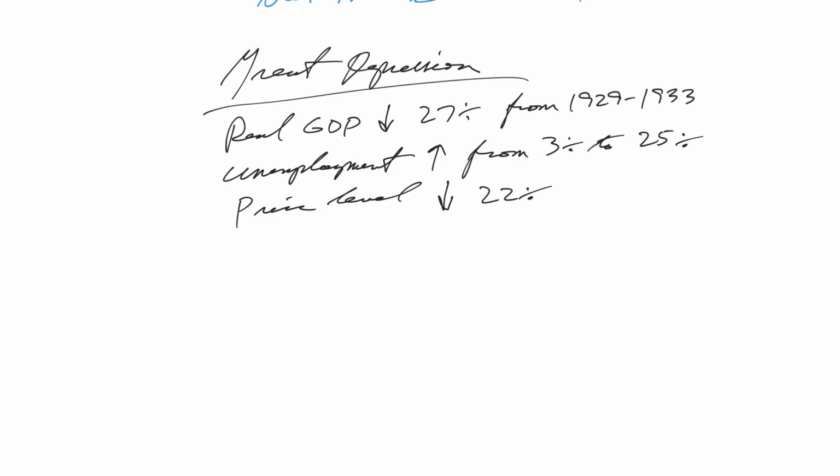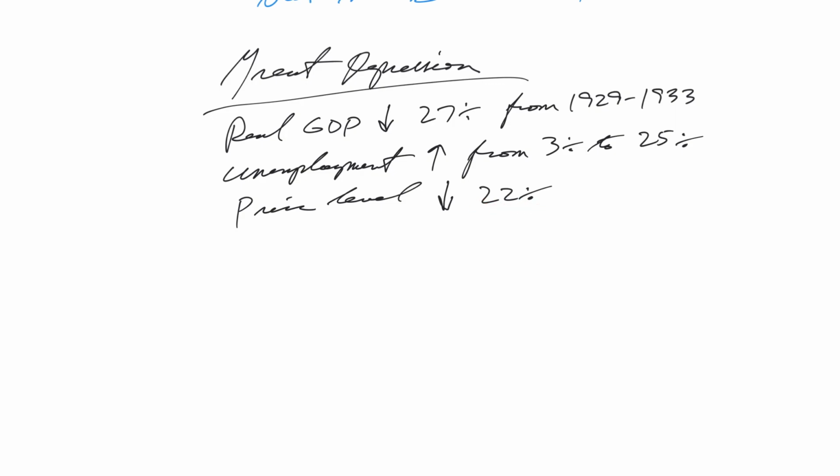Now let's look at how this model does in explaining real-world events. We'll start with the Great Depression. Here are the facts of the Great Depression. From 1929 to 1933, real GDP fell 27%. That's enormous. Unemployment went from 3% to 25%. And the overall price level fell 22%.